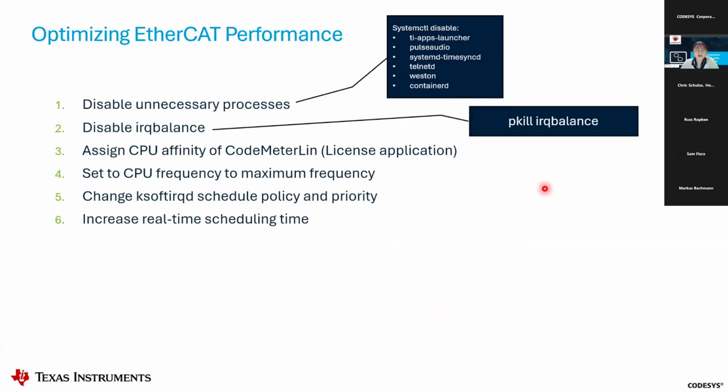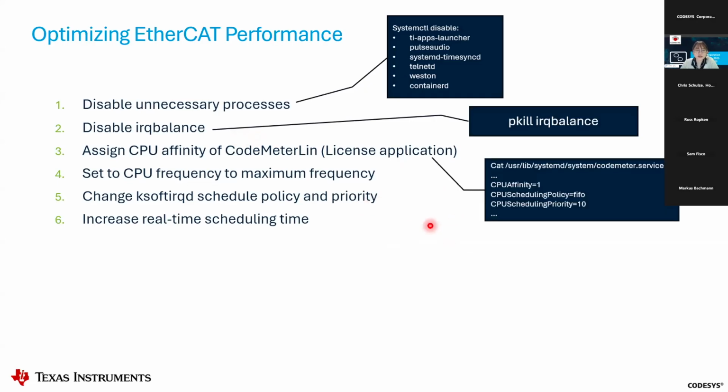Additionally, because IRQ balance automatically puts load on various cores to process hardware interrupts, by killing IRQ balance, we enable more control over setting which CPU affinity various hardware interrupts should be loaded on.